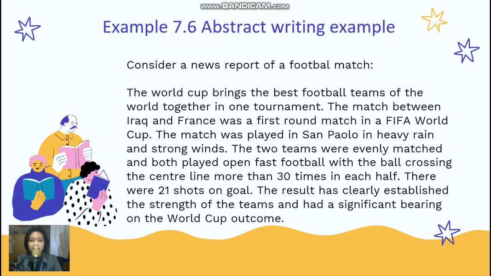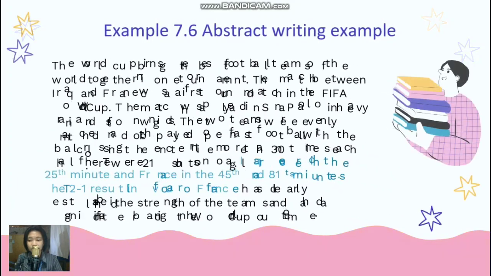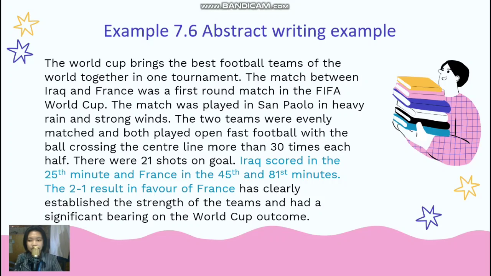So in this example, the result of the match, or the score, is not here, which is very important. In this next example, it is already here. Iraq scored in the 25th minute and France in the 45th and 81st minutes. The 2-1 result in favor of France has clearly established the strength of the teams and had a significant bearing on the World Cup outcome. So, by having the score, it makes the abstract clear.